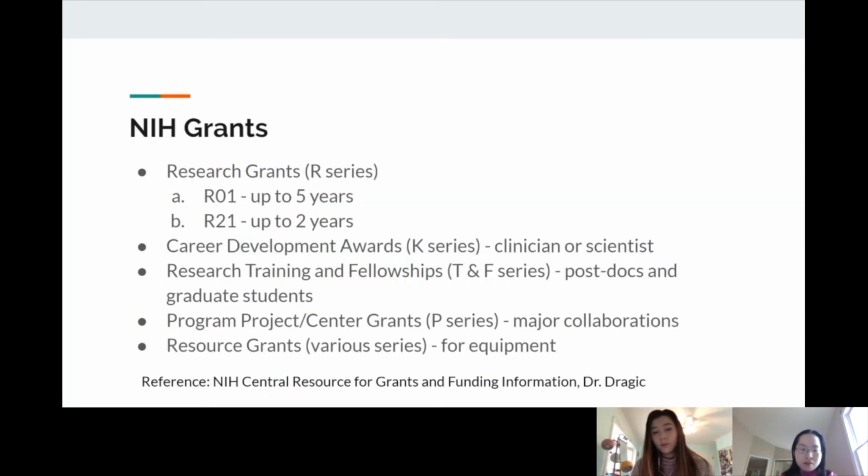So I'm going to talk about the logistical components of these proposals, specifically in reference to NIH grants. These are extremely common in the field of biology. So they have a lot of different grants.